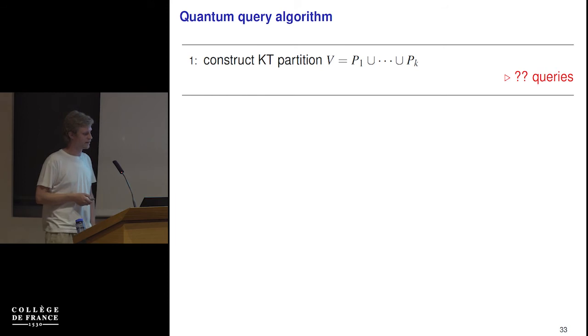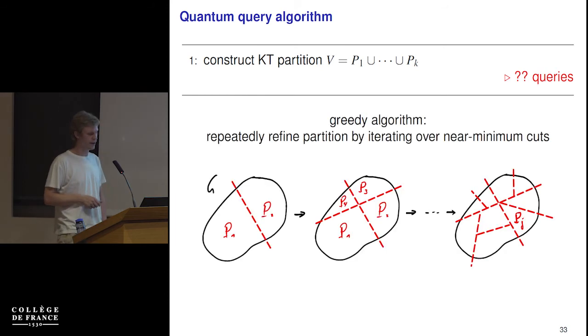So how do we find this KT partition? Like, what's the number of queries that we need to find this KT partition? One naive algorithm, or a greedy algorithm, basically goes as follows. Let's just look at all possible bipartitions of the graph, or basically all possible cuts of the graph. Whenever we encounter a cut that's minimum or near minimum, we just slice through the graph along that cut. And we keep on doing that, iterating over all possible cuts.